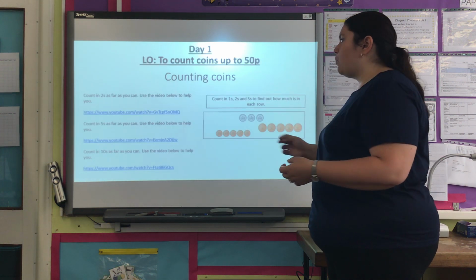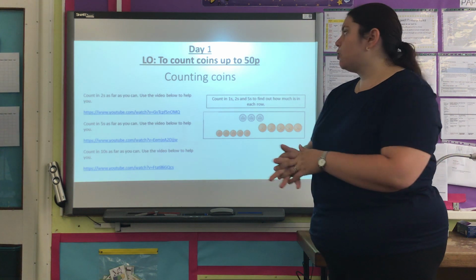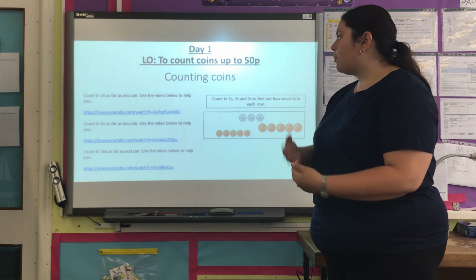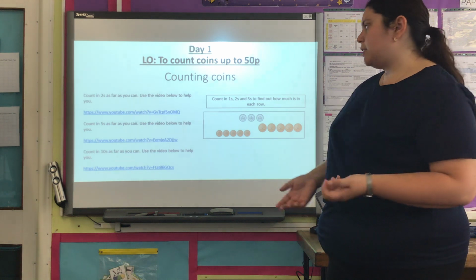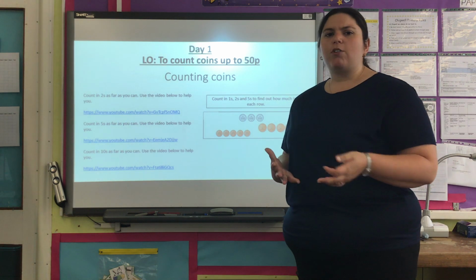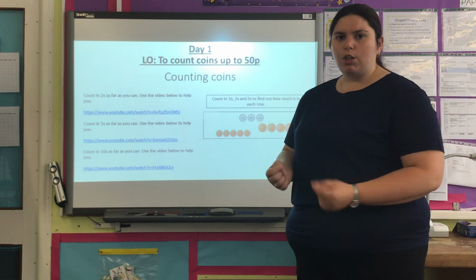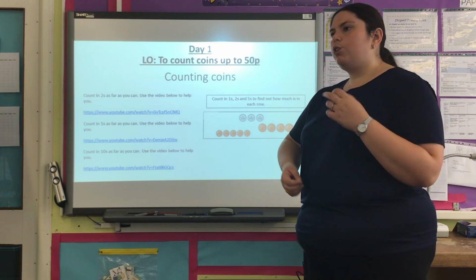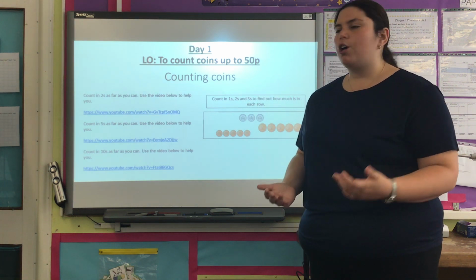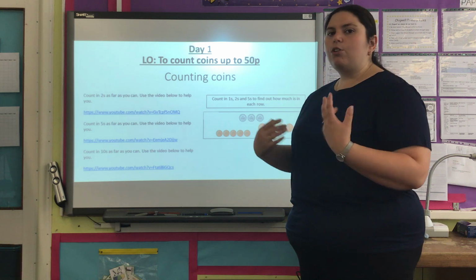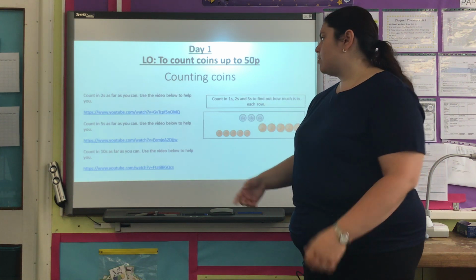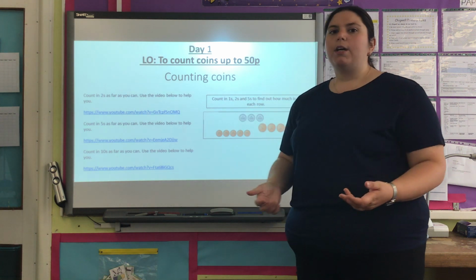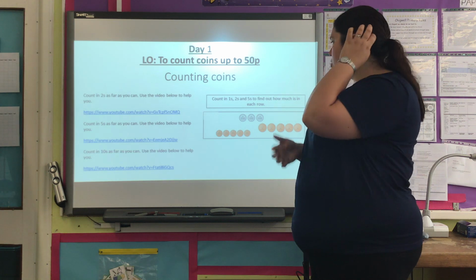Right, so if we have a look at day 1, we've got our counting coins to 50p. So we've got our counting by 2s, 5s and 10s, and try and go as far as you can. So if you can go up to 100, or you can go only up to 50, or you can only go up to 70, that's okay. Have a go. Make sure you count slowly, think about what you're counting, and look at your links there to help you count up to as far as you can.